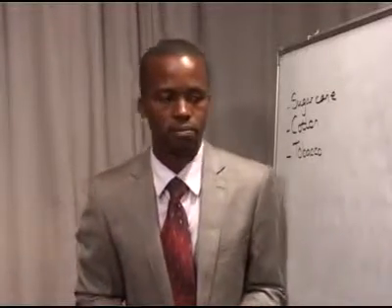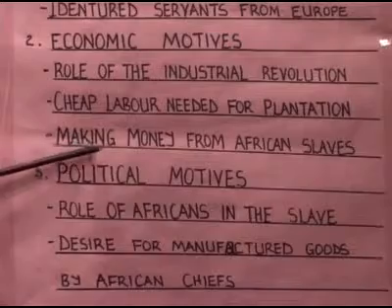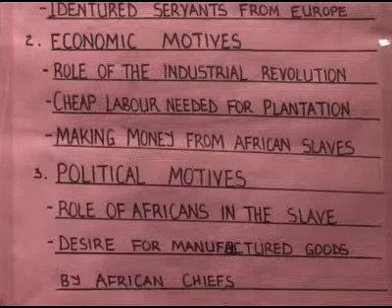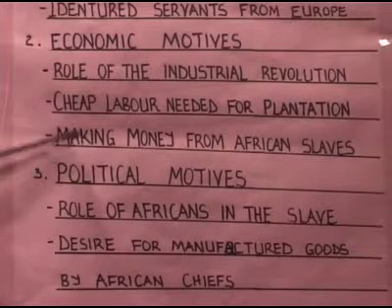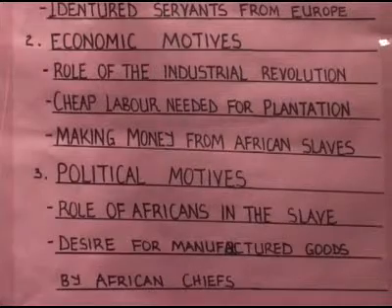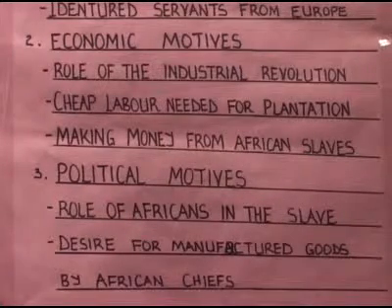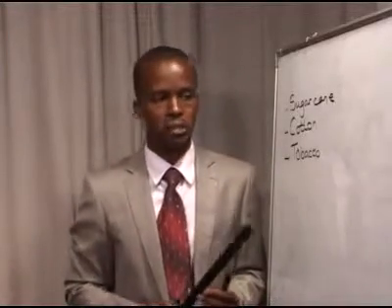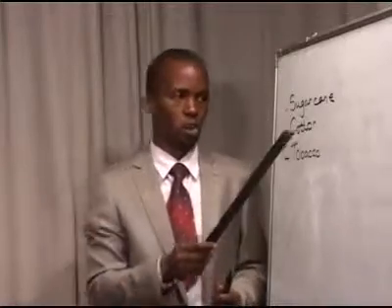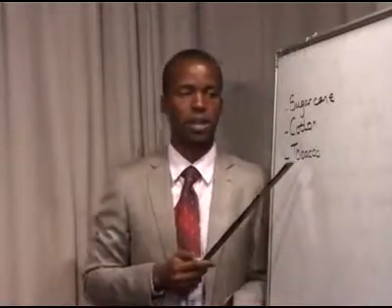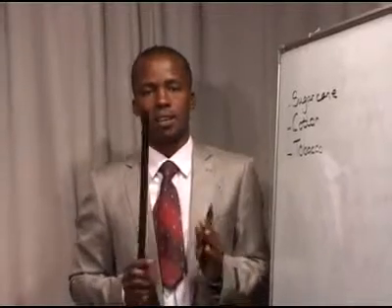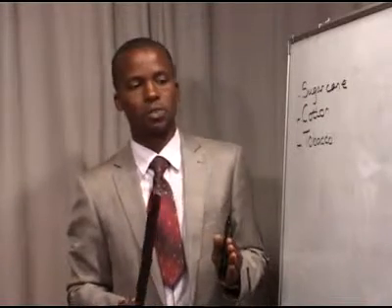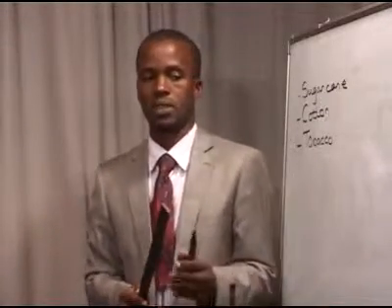The third reason is making money from African slaves. How? And how can this be the reason behind slavery and slave trade? Because of the mines that were created, because of the plantations that were created to grow sugar, tobacco, and cotton, the European colonists decided that the only people that were fit to work were the Africans.